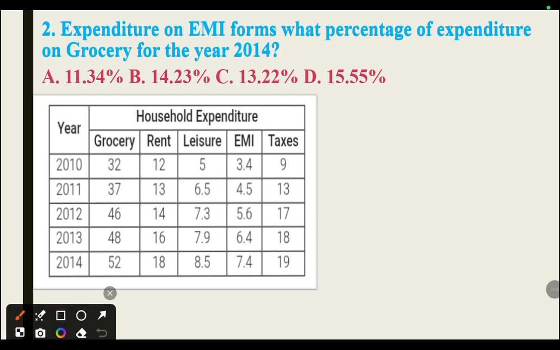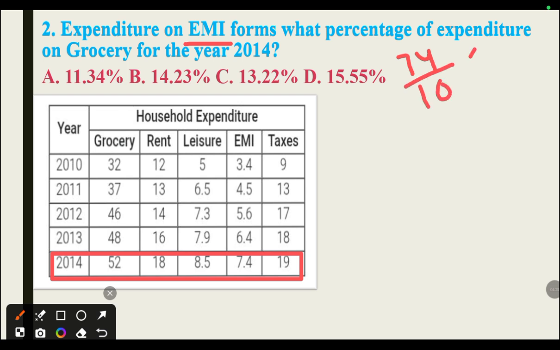Here, expenditure on EMI forms what percentage of expenditure on grocery for the year 2014? So here you have to concentrate only on the year 2014. The rest of the years you do not need to see at all. If you see the 2014 year only, you will get your answer. And they're asking percentage here. First of all, they are asking about EMI. EMI is 7.4. As I mentioned previously, 7.4 can be written as 74 by 10 multiplied by 1,000, and the zero gets cancelled. Finally, my answer would be 7,400.